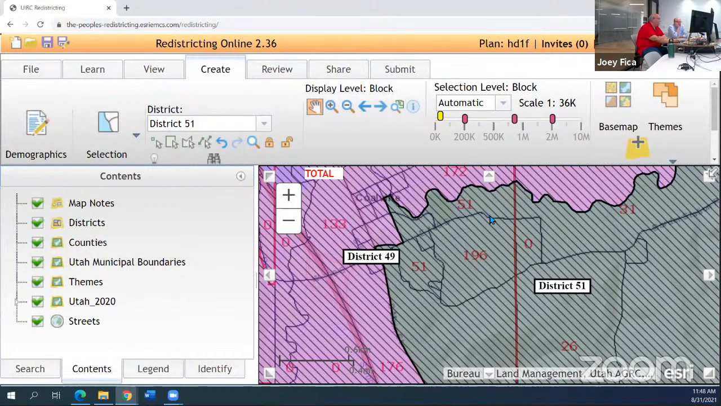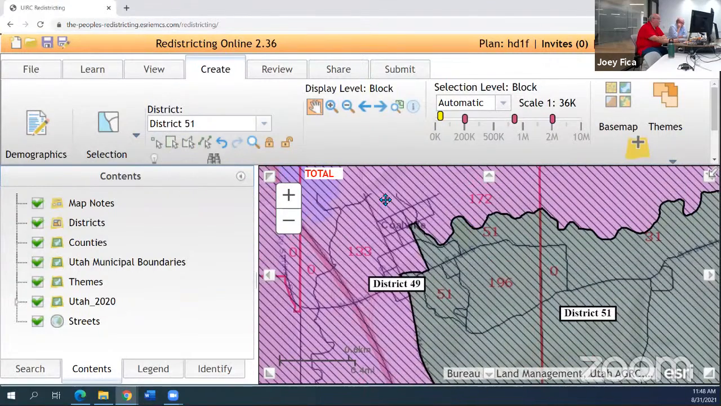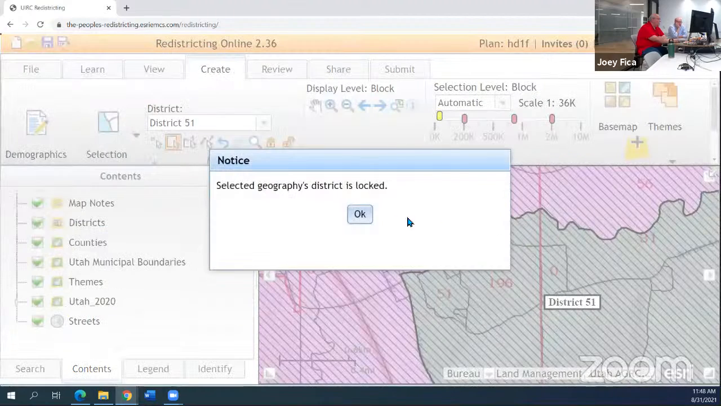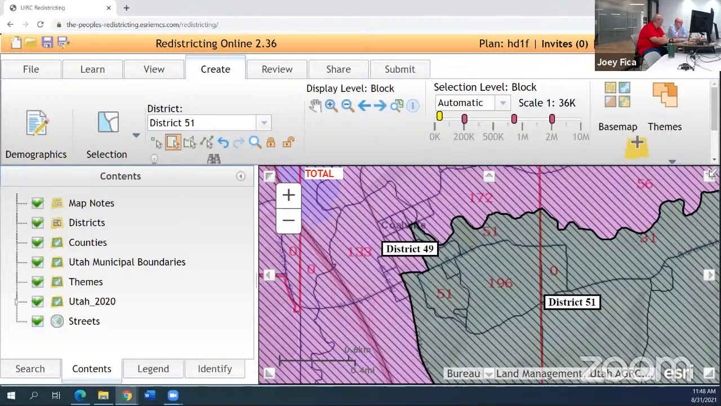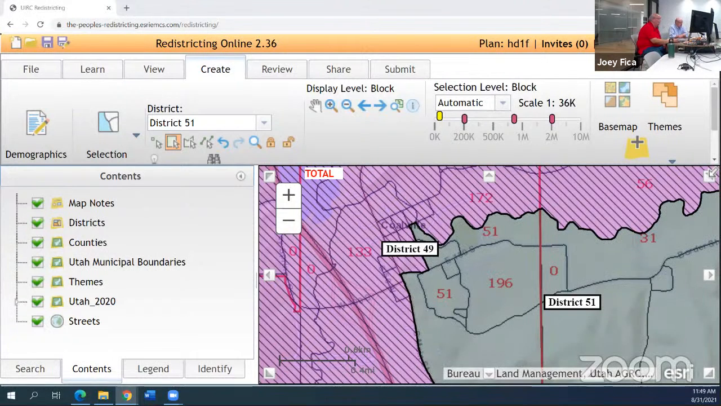Here's 51. We're taking it from 49 and adding it to 51. 51 is 27 short. Well, that's okay. 49 is 49 over. So we have to take it out of 49 and give it to 51. We have to go from the pink to the gray. I need to unlock. That's not letting me unlock. Oh, I gotta go up here. This area here. Going to unlock 49.